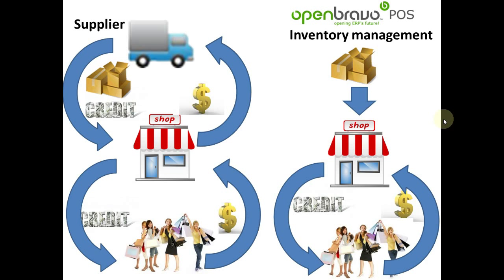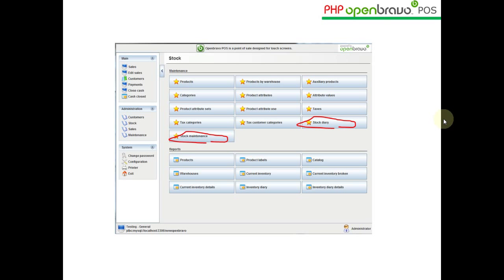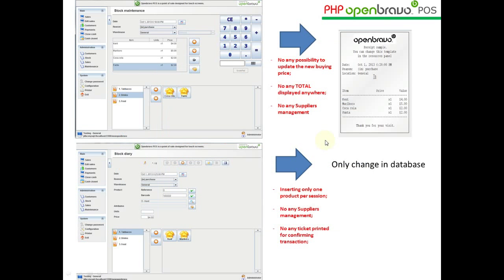I cannot avoid criticizing the insufficiencies of inventory management in OPENBRAVO POS software. The new incoming items can be registered or added to the warehouse by using one of these 2 panels, Stock Maintenance Panel or Stock Diary. Briefly speaking about both panels, there are positive sides to mention as well as undeveloped features. Stock Maintenance Panel, positive aspects.